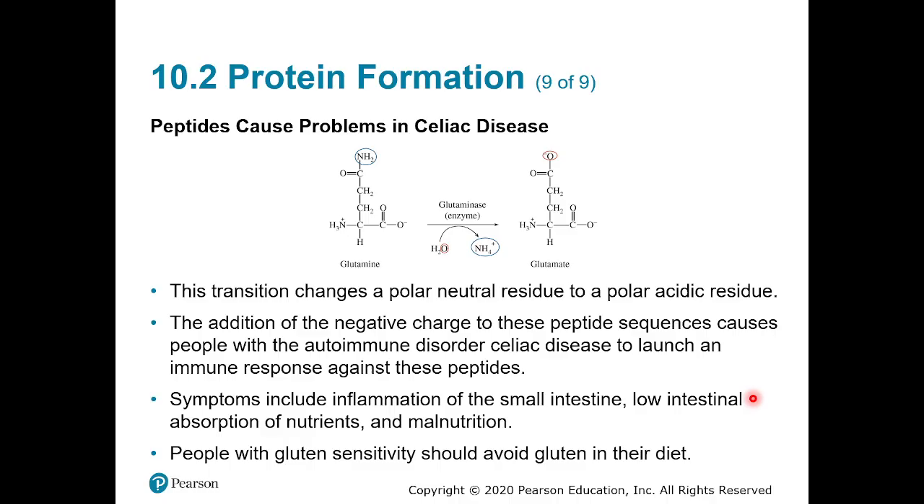Anybody have a gluten allergy? No? Oh, that's actually kind of unusual. It's not an uncommon allergy to have.